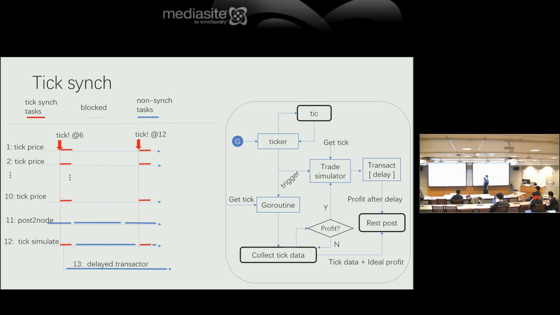I use a ticker that fires every 6 seconds. Why do I use a 6-second cycle? Because after the investigation, I found that 6 seconds is much safer for using the exchange APIs, because all these RESTful APIs have data access limits. They don't allow you to use that data too frequently.